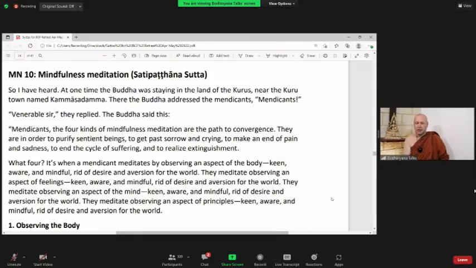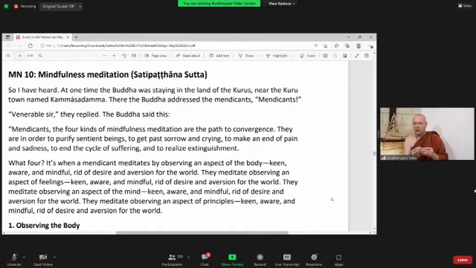Remember, in the Pali Satipatthana Sutta, observing the body has 6 parts to it. First of all, you have the mindfulness of breathing. Then you have the 4 postures. Then you have the situational awareness, or clear comprehension, number 3.